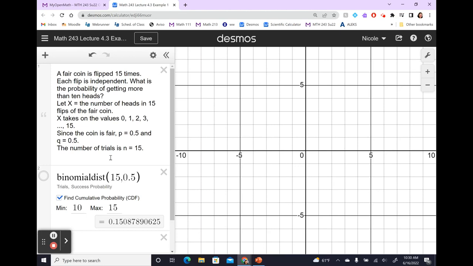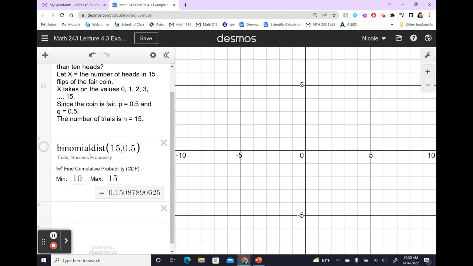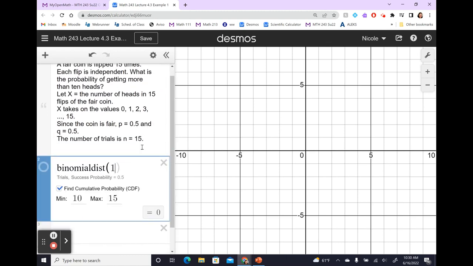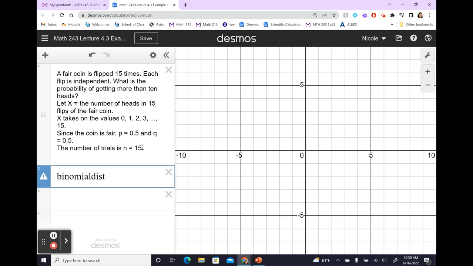So here we have the setup. I just typed this in. A fair coin is flipped 15 times. Each flip is independent. What is the probability of getting more than 10 heads? So what we're going to use for this is the setup that we have. We're going to use a function called binomial dist. I'm going to actually delete the rest of this so we can see what this looks like as we type it in.